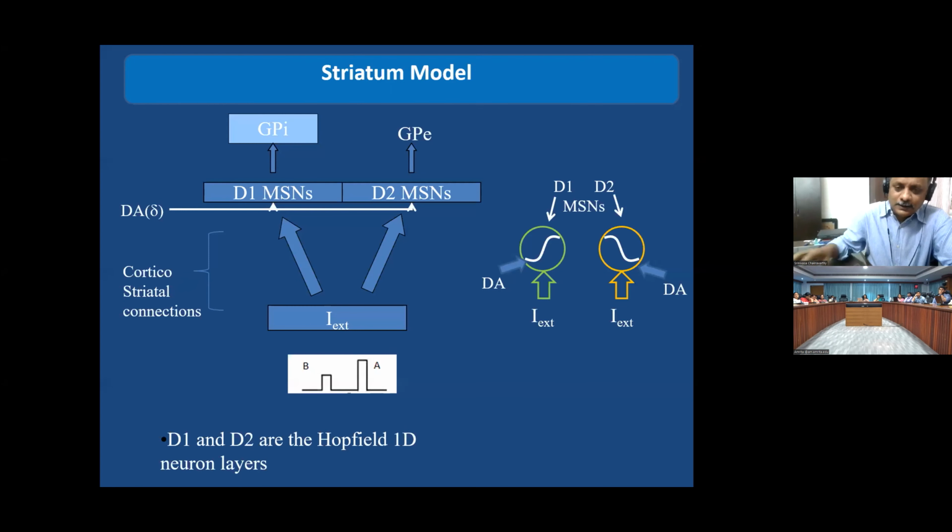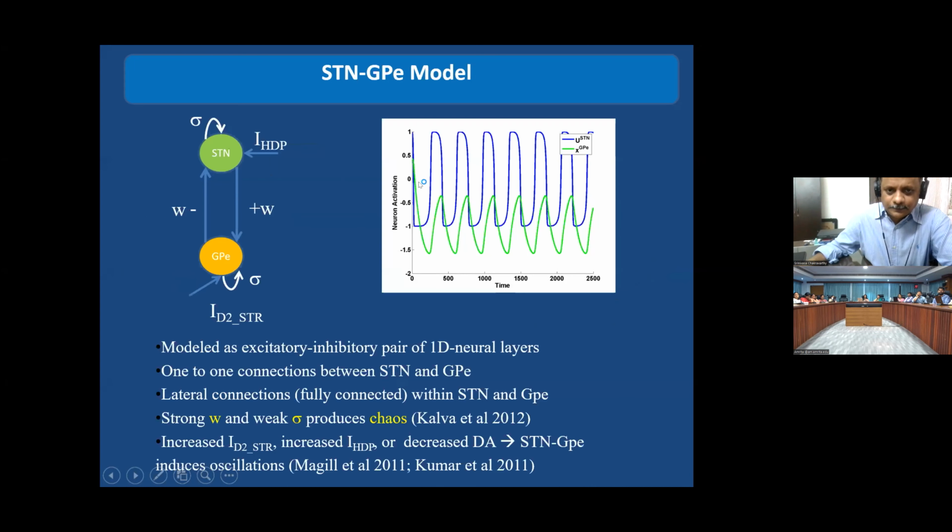So we model this by simply modulating what is called the transfer function. We model these as rate-coded neurons, and we set dopamine to simply control the slope of the transfer function of these two cells. Then STN-GP, we model as a pair of inhibitory and excitatory systems. And we show that by varying the cross connection strengths, you can produce oscillations in STN-GP. If I take only one pair of units, one STN, one GP, you get limit cycle oscillations.